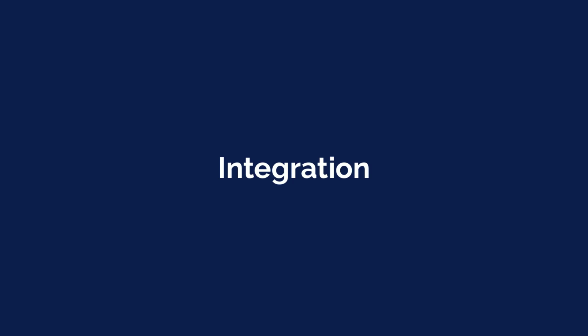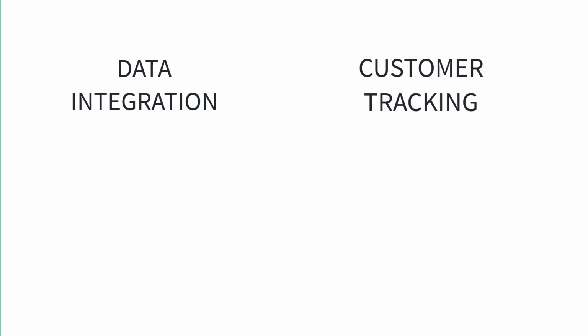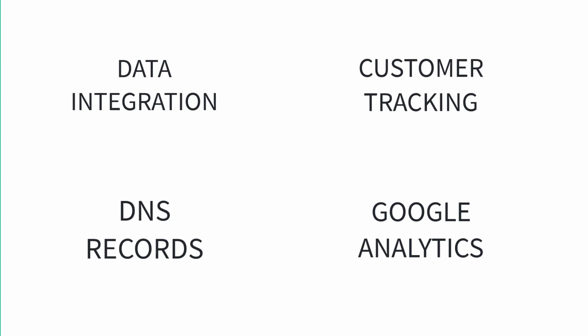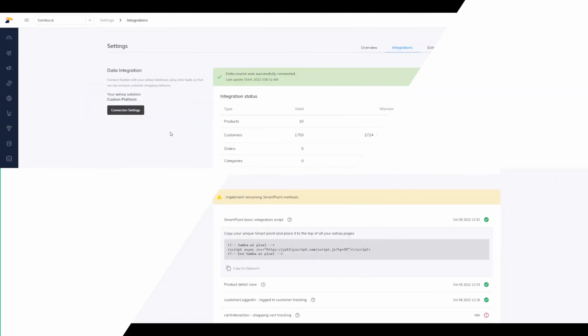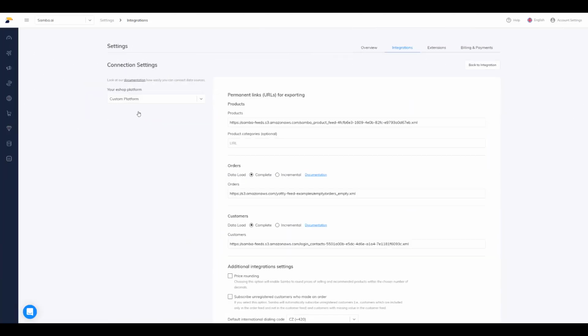Welcome. In today's video we are going to take a look at what you need to connect in the integration to start using Samba. Primarily, there are four basic settings: data integration, customer tracking, DNS records, and connecting Google Analytics. Let's start with data integration.